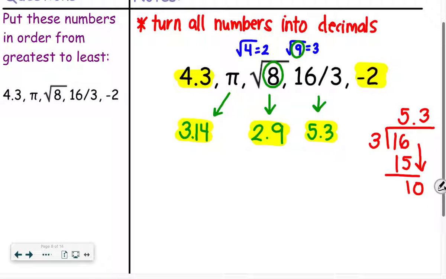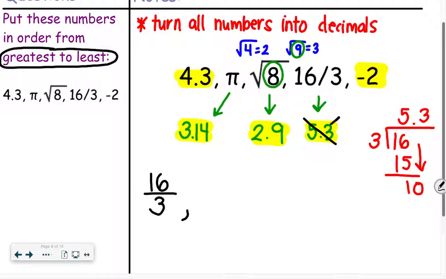Now keep in mind, they want us to go from greatest to least. So find your biggest decimal. My biggest decimal was the 5.3. So you're going to put the original number 16 over 3 first. Don't put the 5.3. You want the original number. Okay, so that one is done. Then we're going to go next biggest, which is the 4.3. Remember that one we didn't have to change. It was already a decimal.